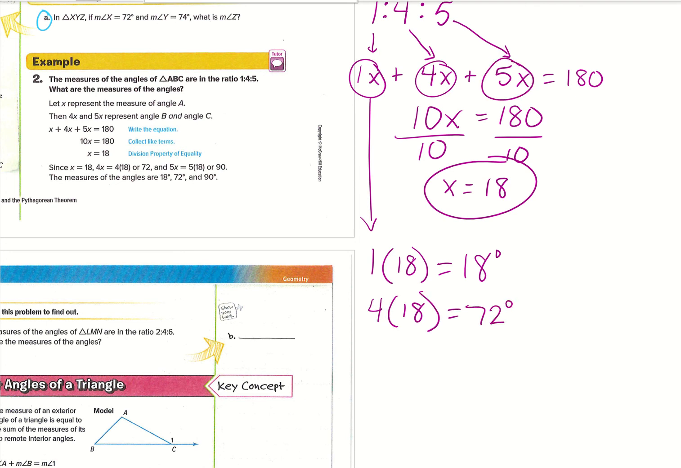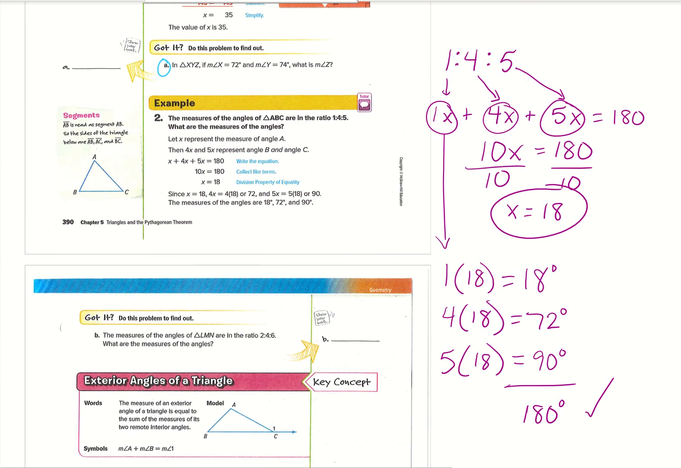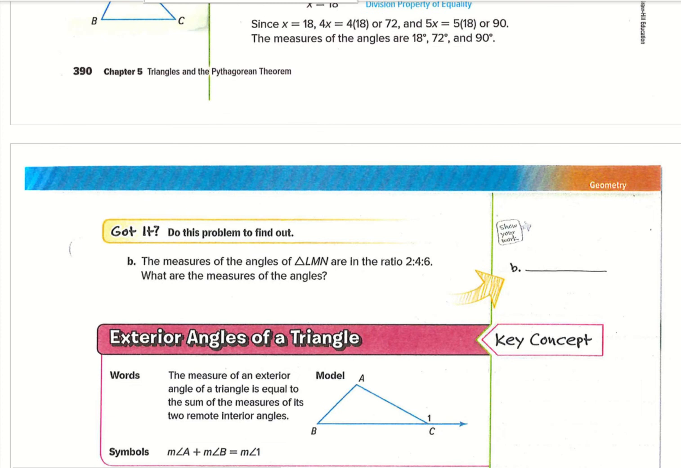All right, and then the last one, 5x, we can plug in as well. So 5 times 18. And that should give us 90 degrees. If you wanted to check, you could add all of these up. When you add those up, you will get 180 degrees, which means everything checks out. We did it correctly. So we are good to go on that. So that's how ratios of angles work with a triangle. I want you to go ahead and try out got it problem B, and then we'll move on again.